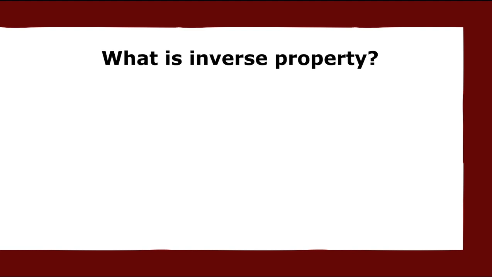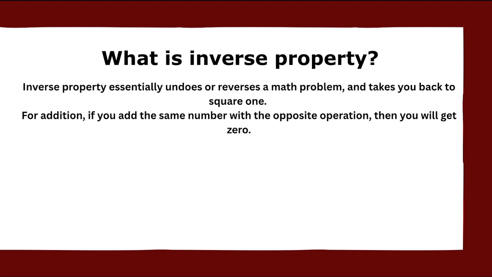Simply put, inverse property is where you use the opposite operation being done to solve that problem, and for addition, you will always get 0. To explain a little bit more, if I have this number I see in the problem, I'm going to take that same number and do the opposite operation being done. In this case, it would only be addition and subtraction, and then I would get 0.